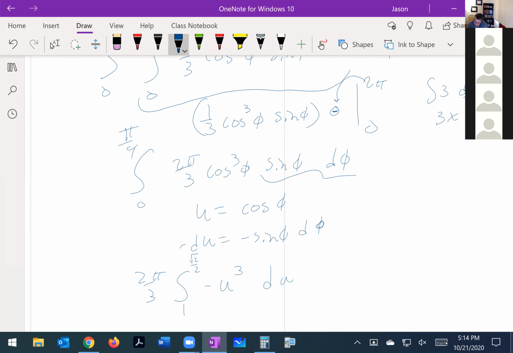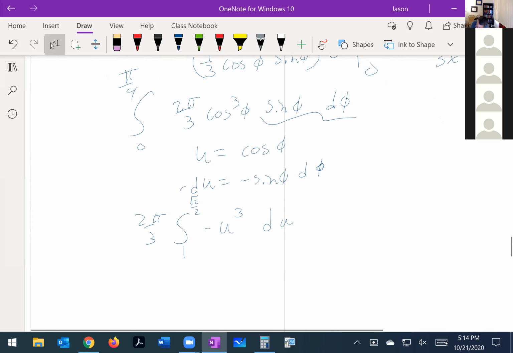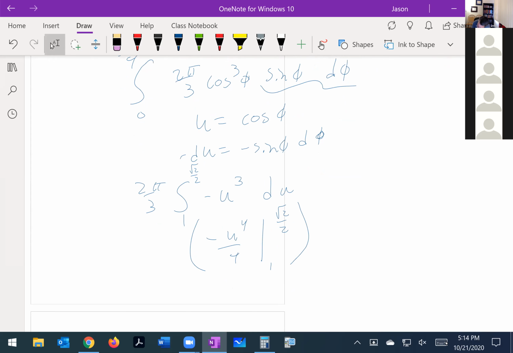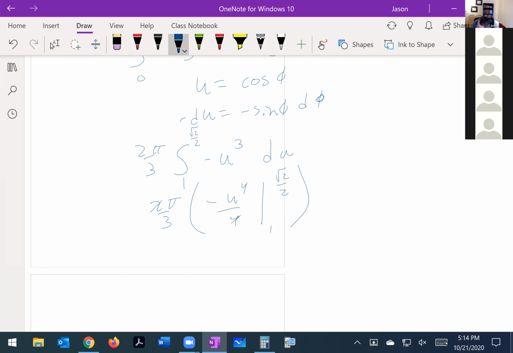Okay. So now what is this going to become? Well, this is going to become negative u to the 4th over 4 from 1 to radical 2 over 2. Okay. Kind of cool. Okay. And so this is, I can pull the 4 out if I really wanted to. 2 pi over 3. I could cancel this 2 with this 4. That would be a 2. So this is really pi on 6 of negative u to the 4th power from 1 to radical 2 over 2.